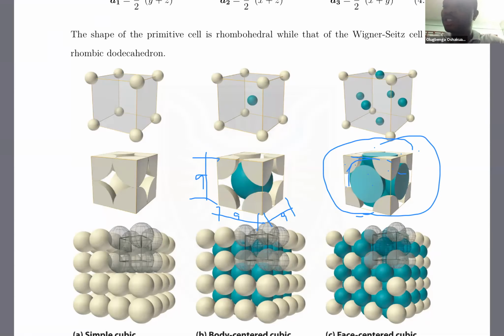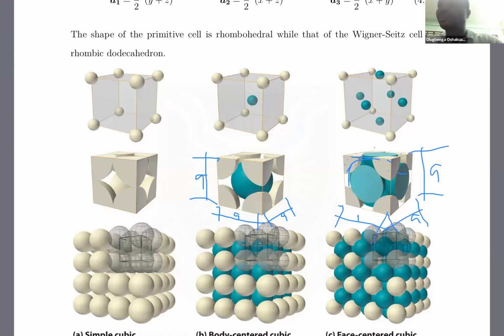Since the 4 spheres have the same dimension, with this knowledge, and we also know that this edge is A, this edge is A, and this edge is also A, so easily we can now say: what is the largest size of the sphere such that 4 of them will occupy this cube? Then after that, what is the fraction of that cube that is being occupied by spheres?